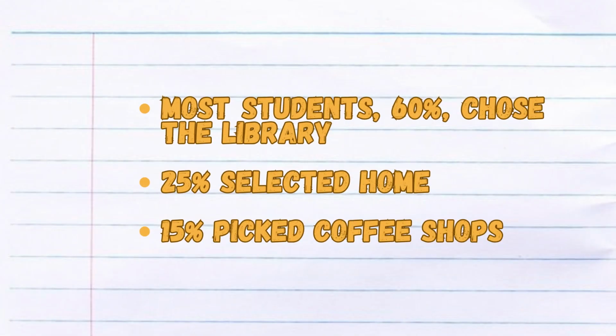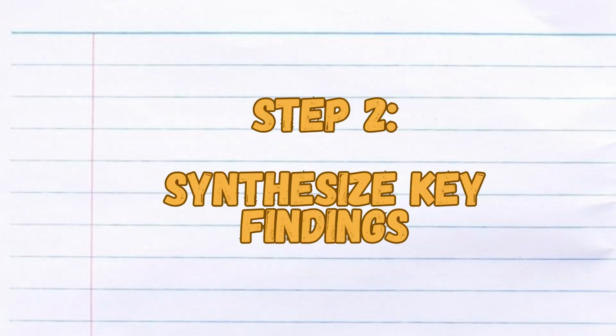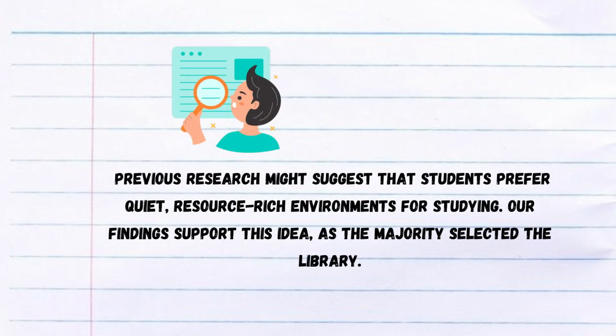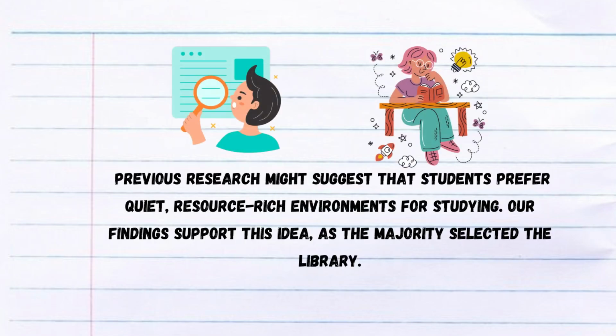First, we will gather descriptive data. If we had inferential data, like a statistical test to determine why students preferred one place over another, we would include that. For now, let's stick to the descriptive data. Next, we synthesize these results with existing knowledge or the broader context. For example, previous research might suggest that students prefer quiet, resource-rich environments for studying. Our findings support this idea as the majority selected the library.